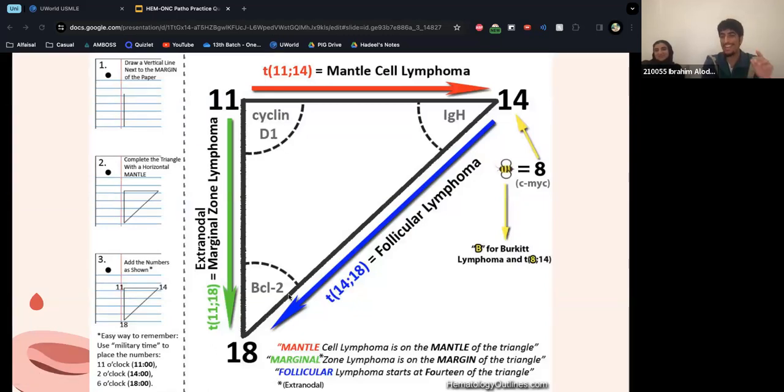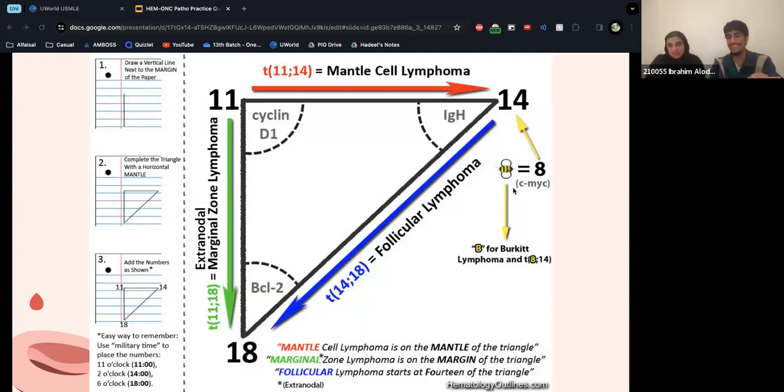Then Burkitt's starts with a B, and B kind of looks like an 8, so Burkitt's lymphoma could be 8, 14. I know this is so confusing to understand, but I promise you, if you sit and look at this picture for a little bit and shove it in your short-term memory, as soon as you sit down in the exam, draw it, and you won't mess up the translocations. This really actually helped me in Heme Onc a lot. Do you guys get it?